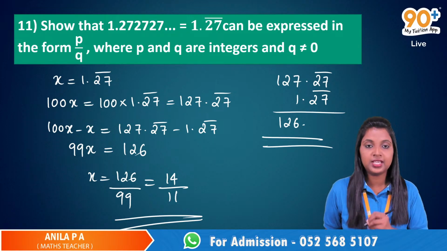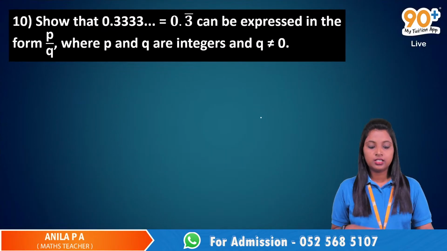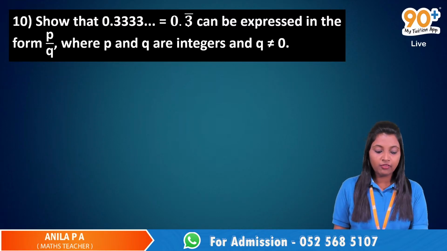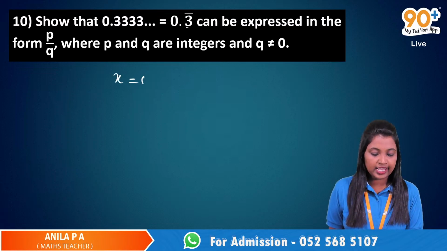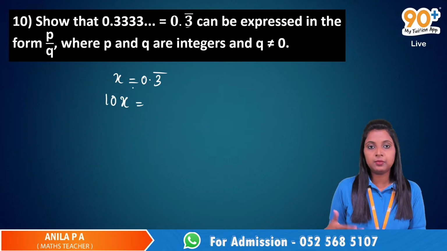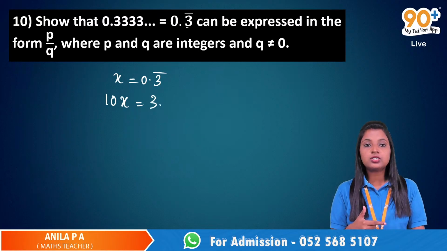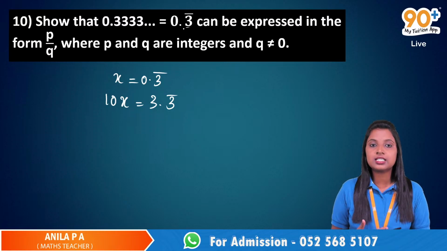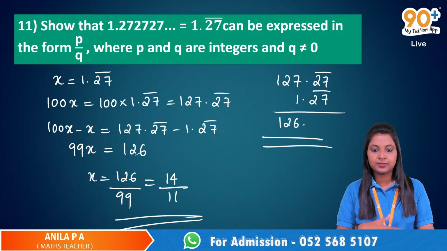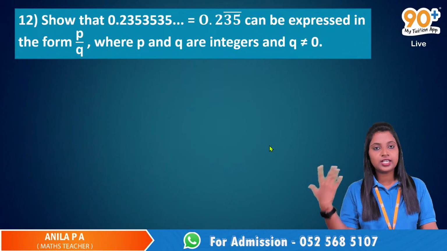Since 2 digits are repeating, we take 100x. And before this, there was one question, 0.3333 etc, or 0.3 bar. Since only one digit was repeating, we took x is equal to 0.3 bar and then we took 10x. It was 3.3 bar. Why? Only one digit is repeating. And in the next question, since two digits are repeating, we took 100x. All other questions were discussed in the previous class.